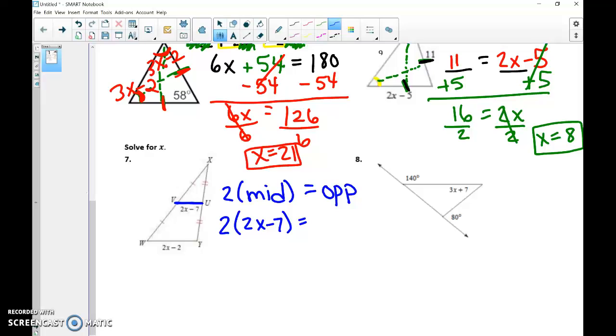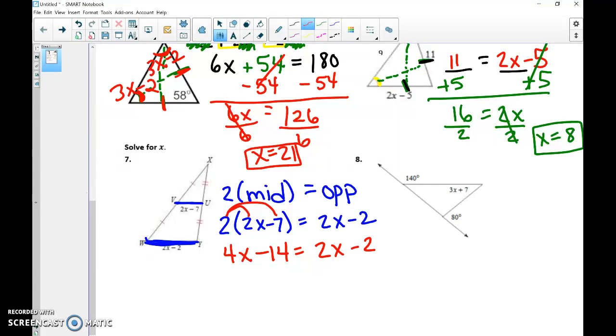The side that's opposite to it is the one that's parallel. In this case, that would be WY. So I'm going to replace opposite with 2x minus 2. If you know that formula, setting it up is pretty easy. Now you've got a little bit of work to do algebra-wise. Make sure to distribute that 2 to the mid-segment side. So 2 times 2x is 4x. 2 times negative 7 is negative 14. And then we still have 2x minus 2 on that side.